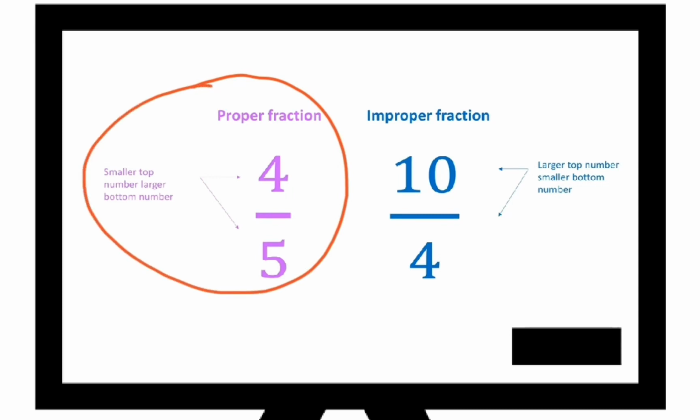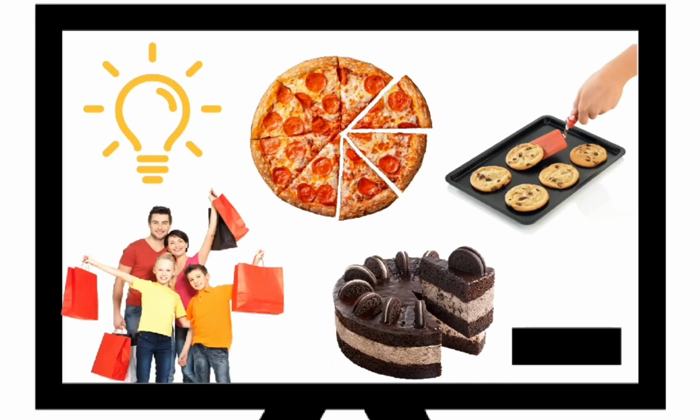We have different types of fractions, but we will focus on just one for today, the proper fraction. The characteristic of the proper fraction is that the smaller number will always go on top of the dividing line, and the bottom number will always be the larger. If you see that the number on top is smaller than the one below, you will know that it is a proper fraction.